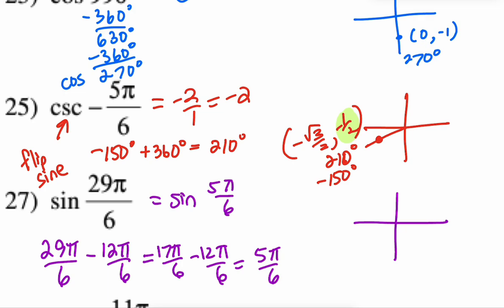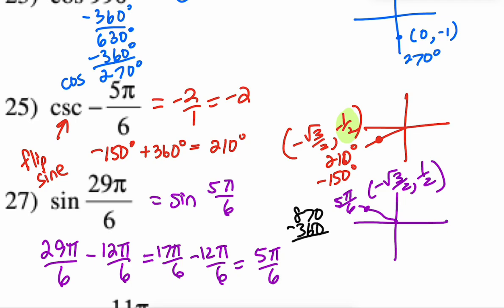5 pi over 6 is 150. It lands us here. So we're going to use the point negative square root of 3 over 2, positive 1/2. So hopefully you notice that pi over 6 always uses square root of 3 over 2 and 1/2. Your job is just which quadrant did I land in.